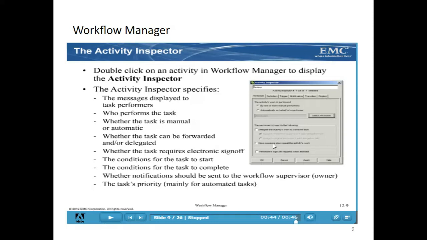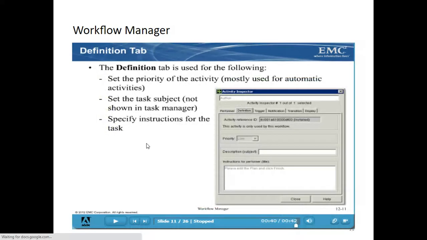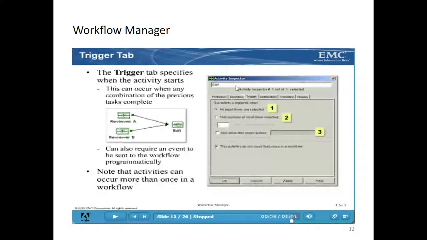And the next tab is define. Define describes the priority of the activity, mostly for automatic activities. Then trigger. You can consider trigger as a timer for when the activity should initiate. For example, someone may have to wait in between, needing a timer of 1 day. Some people require 1 hour. So trigger is useful for that.